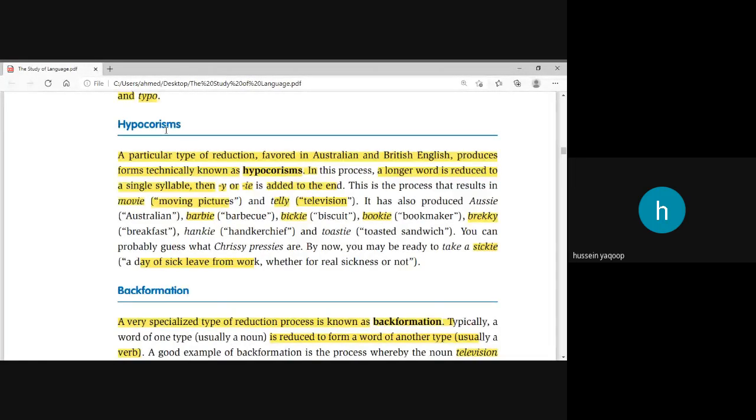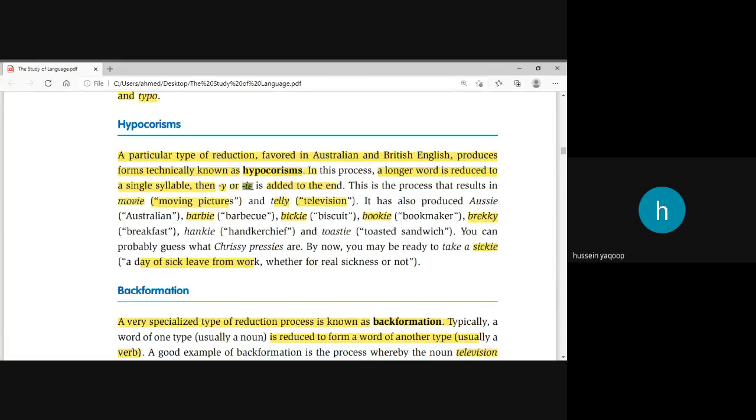Well, now we need to talk about hypocorisms. It's a particular type of reduction again, favored in Australian and British English, not in every world or everywhere. It produces forms technically known as hypocorism. In this process, a longer word is reduced to a single syllable. Then we have to add at the end of the word the Y or the IE.